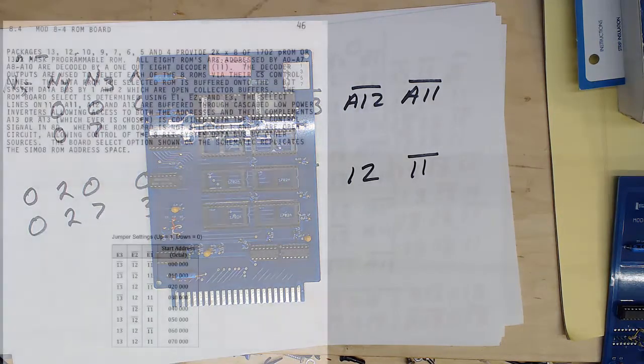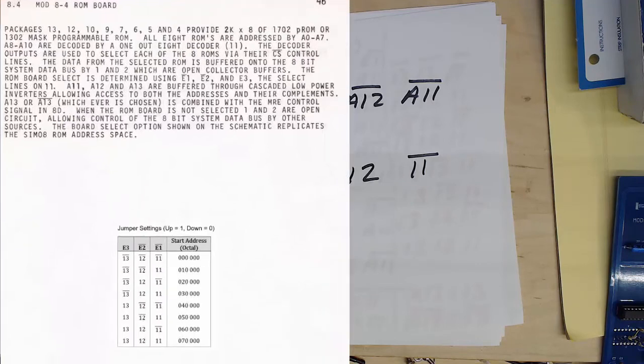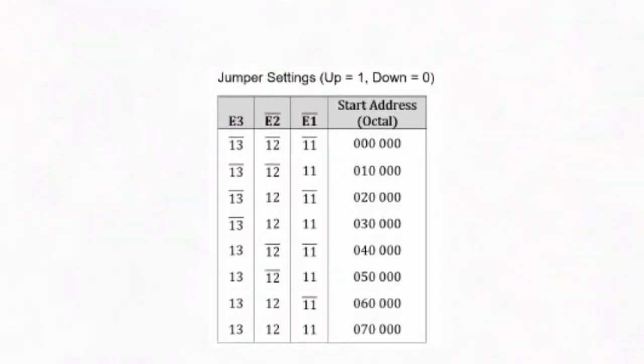So that's all shown in the table on the MOD8-4 ROM board jumper settings. We can see that we can pick any start address, and so that's the start address of 0, 0, 0, 0, 1, 0, 0, 2, 0, and so forth. And remembering that that address then goes from that start address, for example, 0, 1, 0, 0, 0, 0, all the way up to 0, 1, 7, 3, 7, 7, because that's reserving a 2K block.